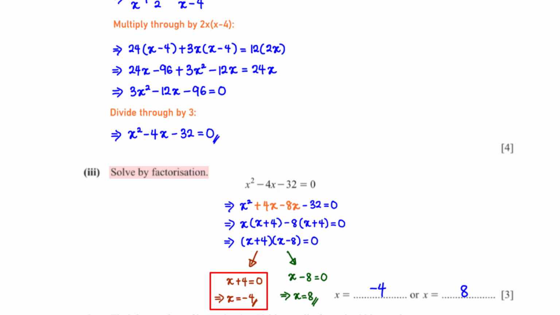When we equate x plus 4 to 0, we get x equals negative 4. And when we equate x minus 8 to 0, we get x equals 8.